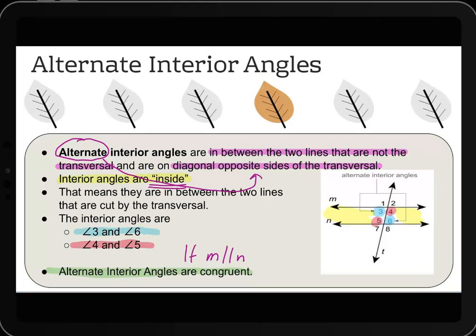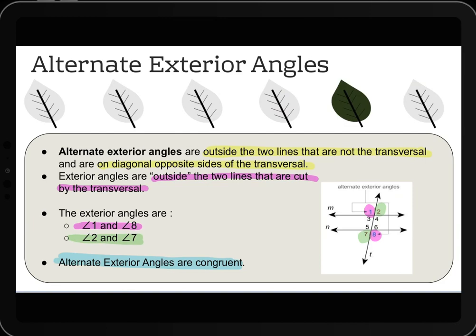Of course, that also allows us to look at the alternate exterior angles, for the exact same reason as I mentioned before. Now the outside in this case, which I'm still going to highlight with yellow, is out here, for example. That's the exterior of those two lines. Okay, that's what that means. And then of course, alternate means diagonally opposite from each other.